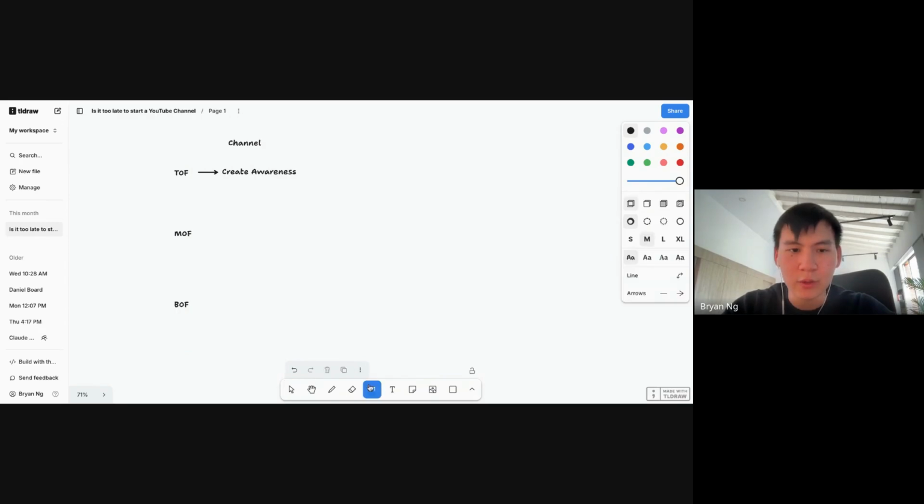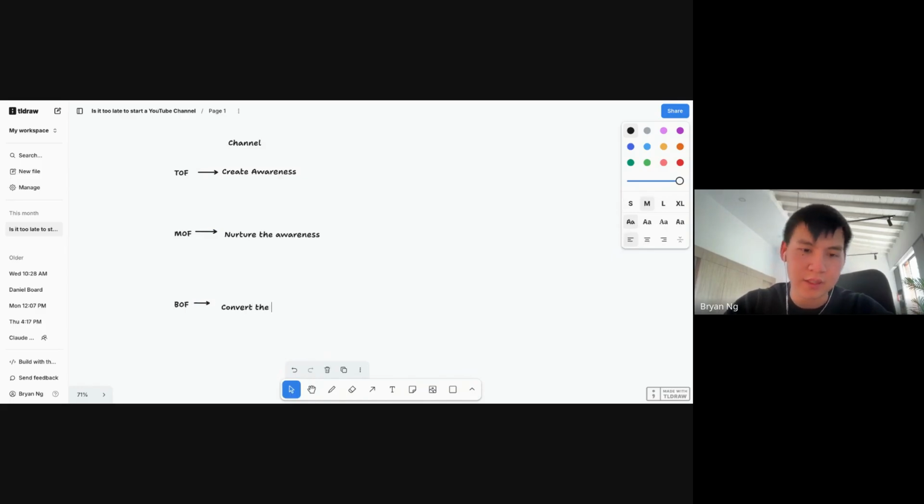And then the middle of funnel would be to nurture the awareness. And then bottom of funnel would be to convert the awareness, basically. So if you think about it this way, top funnel, middle funnel, bottom funnel, of course, it's a very simple way of thinking about what YouTube ideas to do. But I think this is a good way to visualize it.